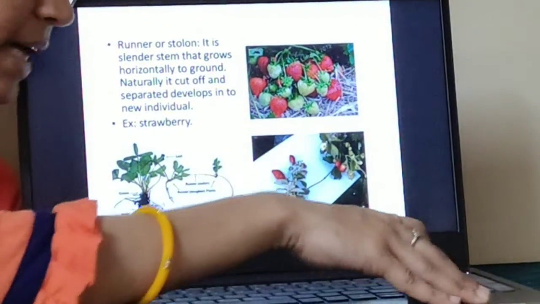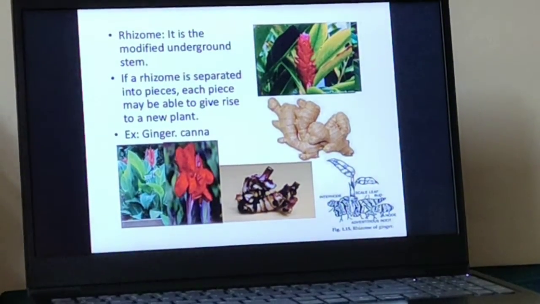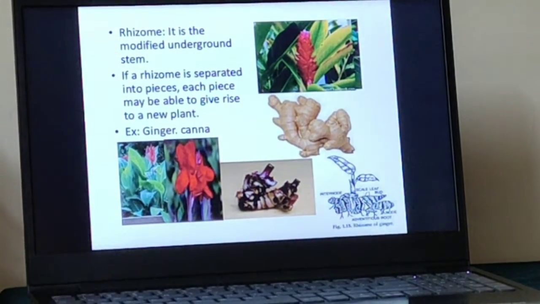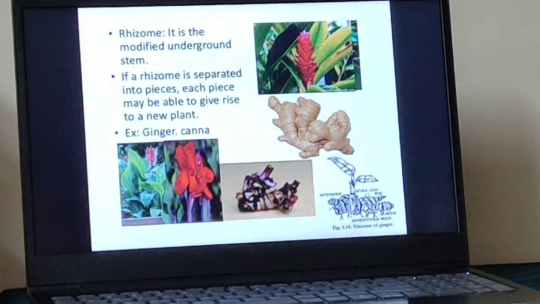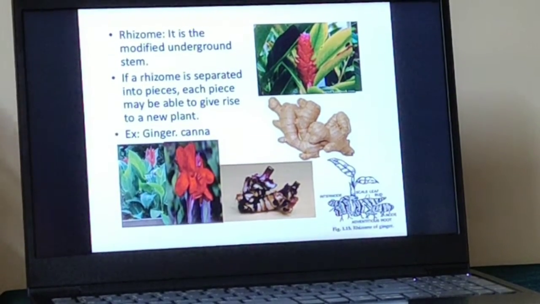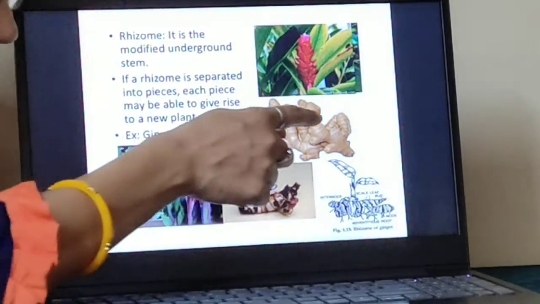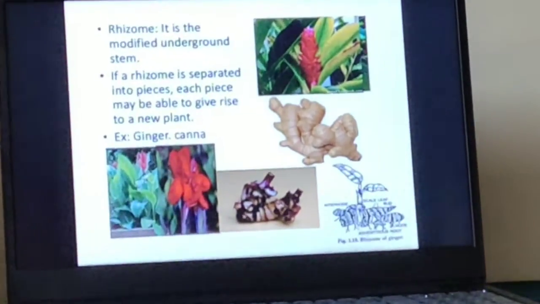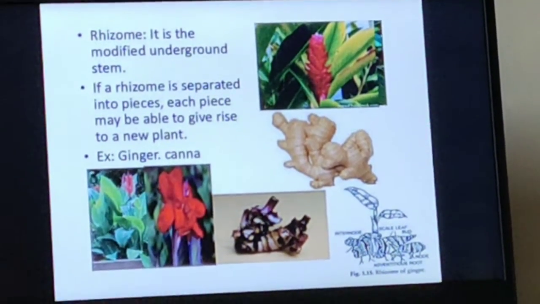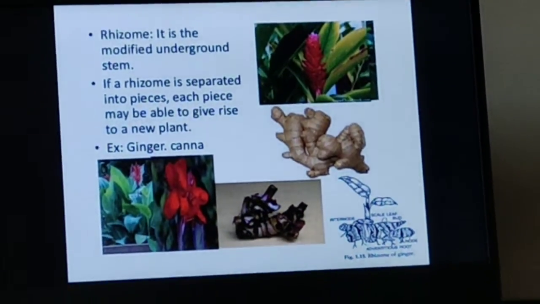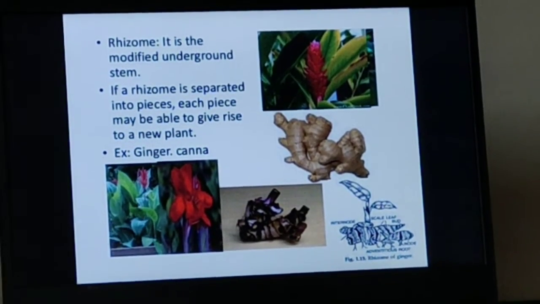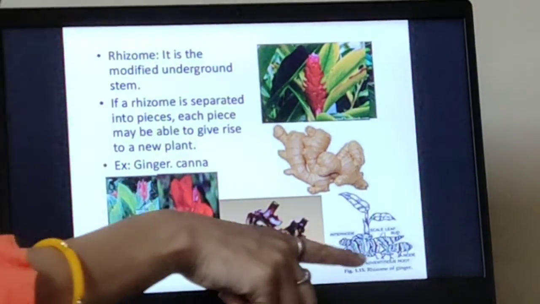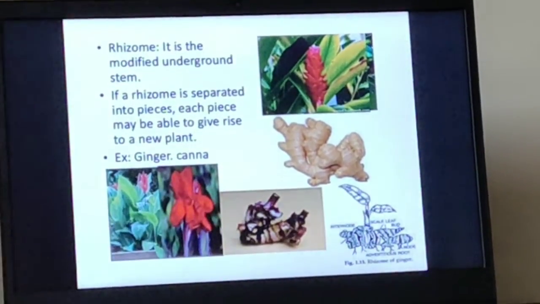So the runner is the example which can be seen in grasses and in strawberry. Now the next example is the rhizome. We have studied this in ginger, and also in banana. What is a rhizome? It is a modified underground stem. In the ginger you can see many lines. These lines are known as nodes, and these nodes have adventitious roots. When these nodes are cut into pieces and grown in the soil, they can give rise to a new offspring. Therefore, these rhizomes are responsible for giving rise to new plants.